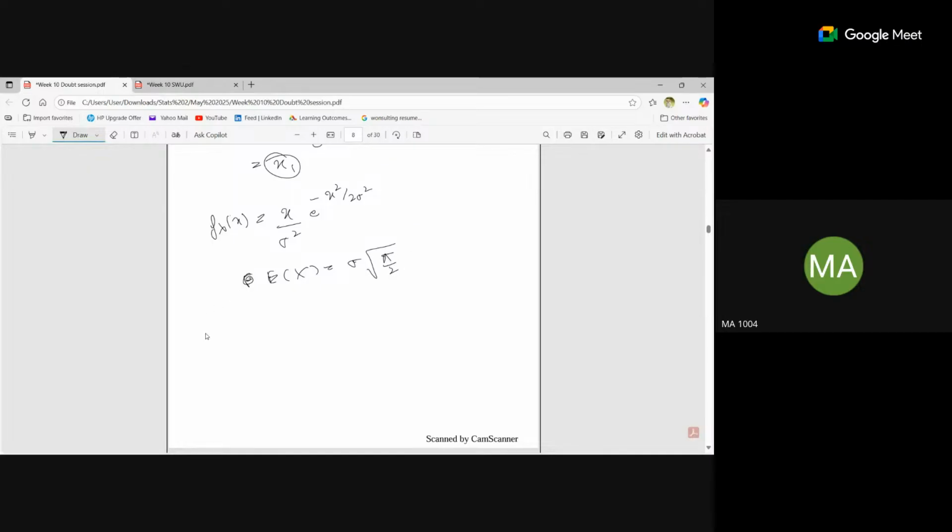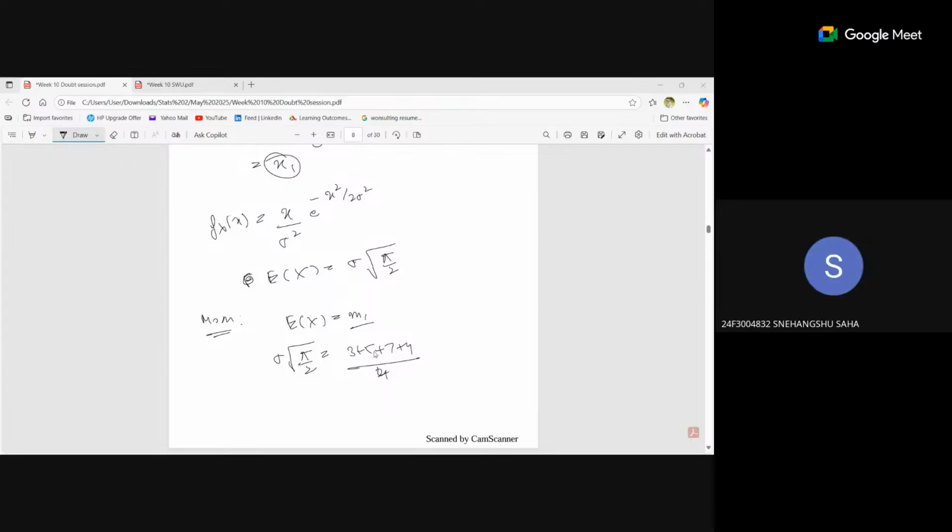Now, if you know the method of moments, what is the method of moments? We are keeping this expected value equal to the sample mean, correct? Yes or no? This is how we do it, right? So this expected value is sigma under root pi by 2. And what is my sample mean? Sample mean is 3 plus 5 plus 7 plus 4 divided by 4. Correct?